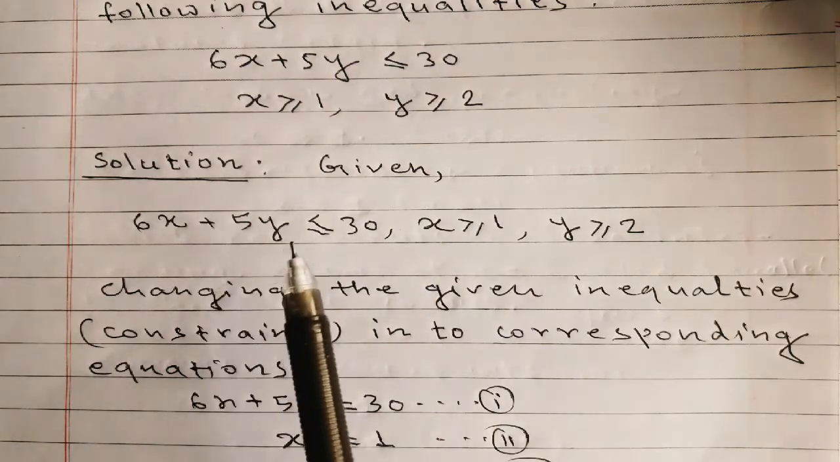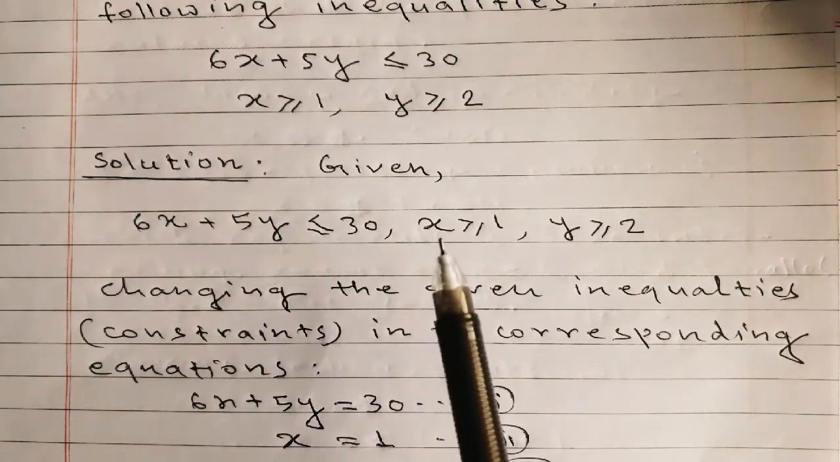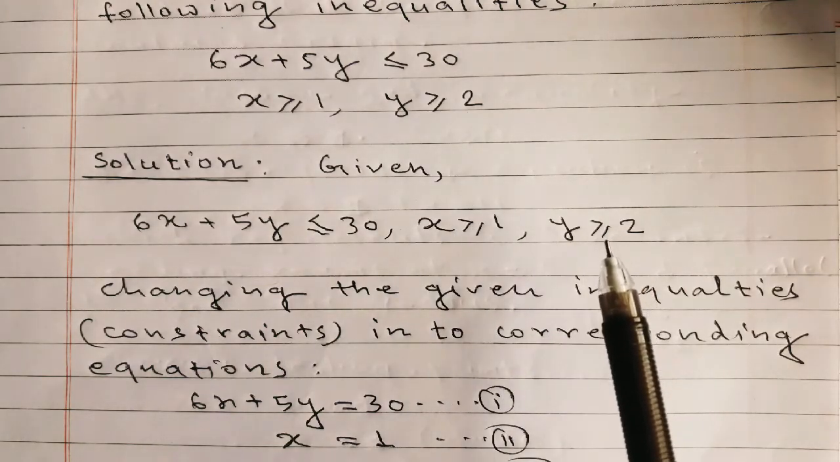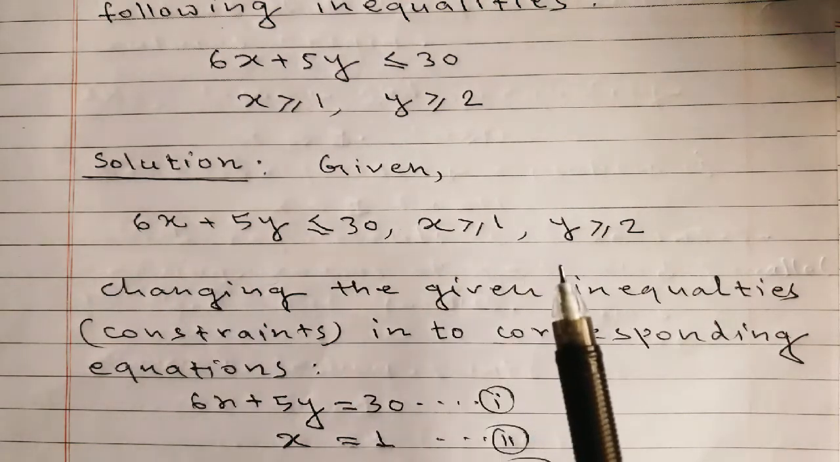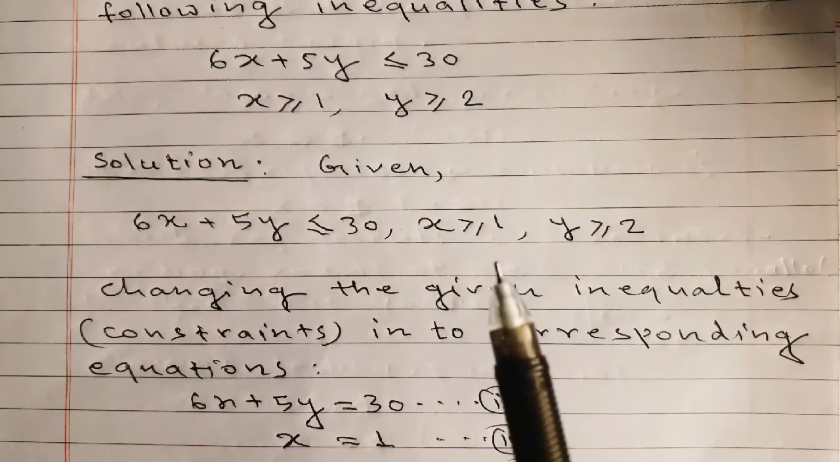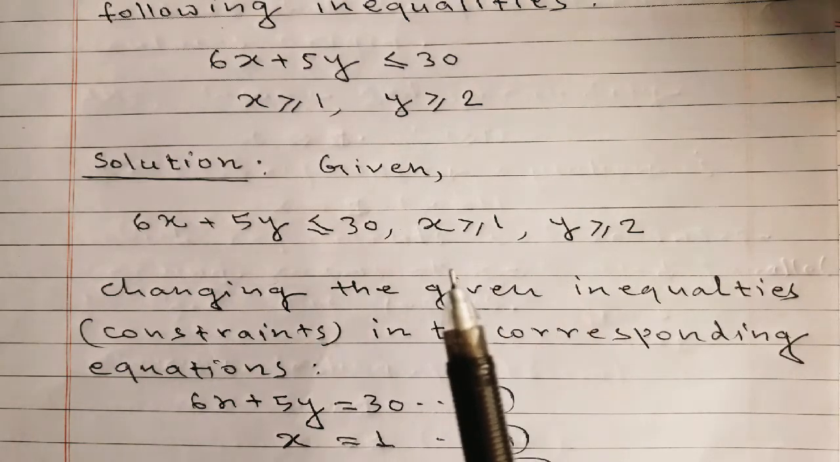Given 6x + 5y ≤ 30, the first inequality, x ≥ 1, second inequality, and y ≥ 2, third inequality. That means we are given three inequalities, and we have to draw the graph of the given three inequalities, and we have to find the feasible region and determine the vertices of the feasible region also.